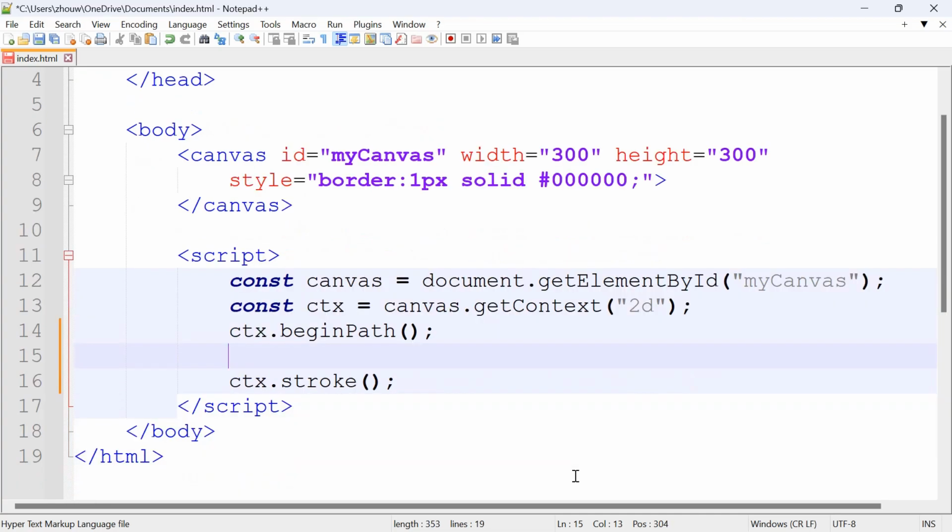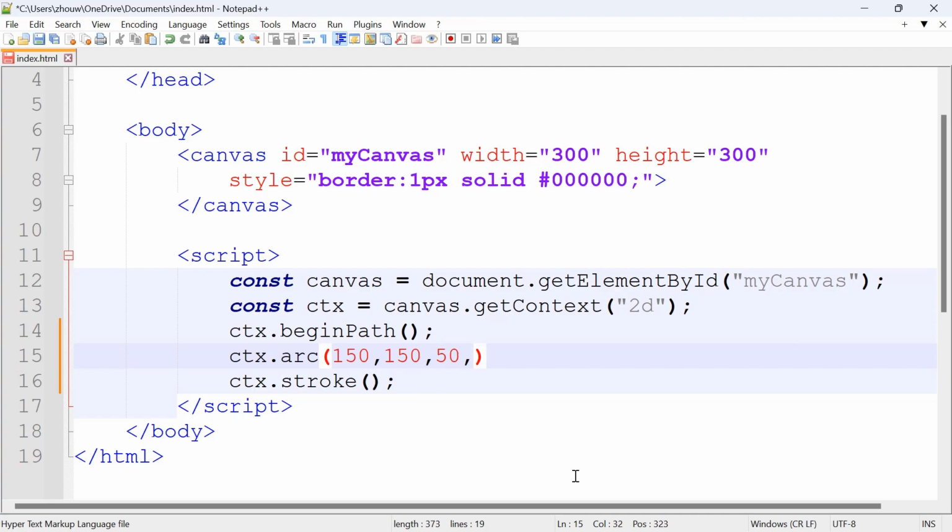And in here, we're going to have ctx.arc, since it's a circle. And the first two values will be the x and y, so the x position and the y position of the center of the circle. So for example, 150, 150. And the next value will be the radius of the circle, 50 for example.